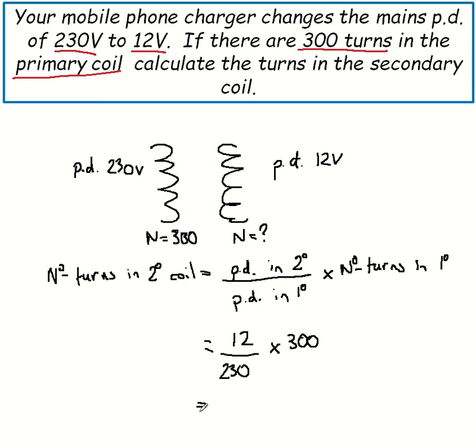So once you've got that, we're then going to get our calculators and we're going to work it out. So 12 divided by 230, and then we times that by 300, and we come out with an answer of 15.65 and lots of other numbers, and it goes on. But because we're looking at the number of turns we need, we've got to have a whole number. So that means we've got to round that one up. So we would therefore need 16 turns on our secondary coil. And that's how we do it.